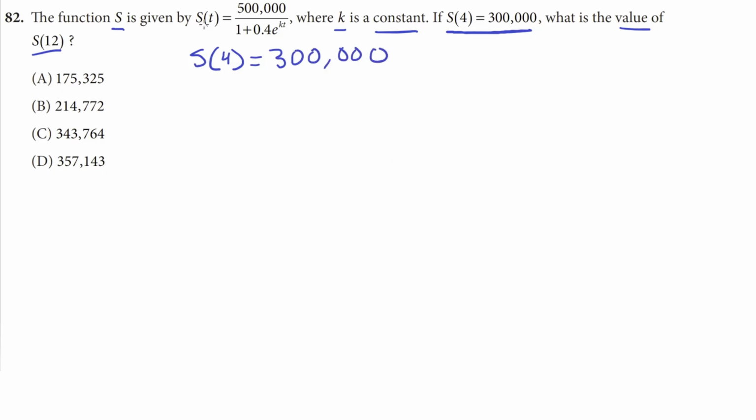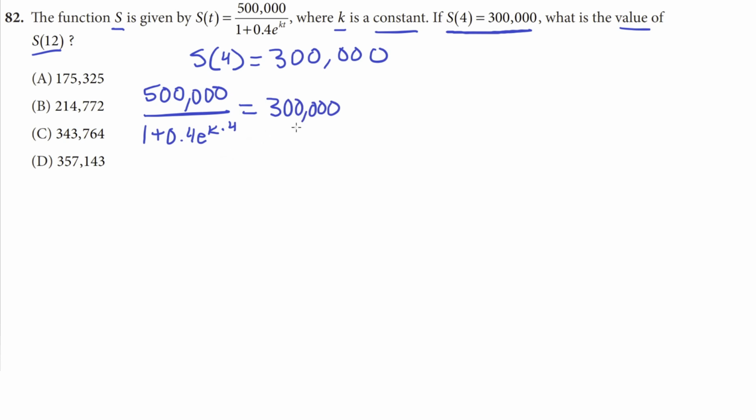And we know that s of 4 is just s of t, where 4 is plugged in for t. So let's do that now. 500,000 divided by 1 plus 0.4 e to the k times 4. So we just plugged in 4 for t, and that's equal to 300,000.